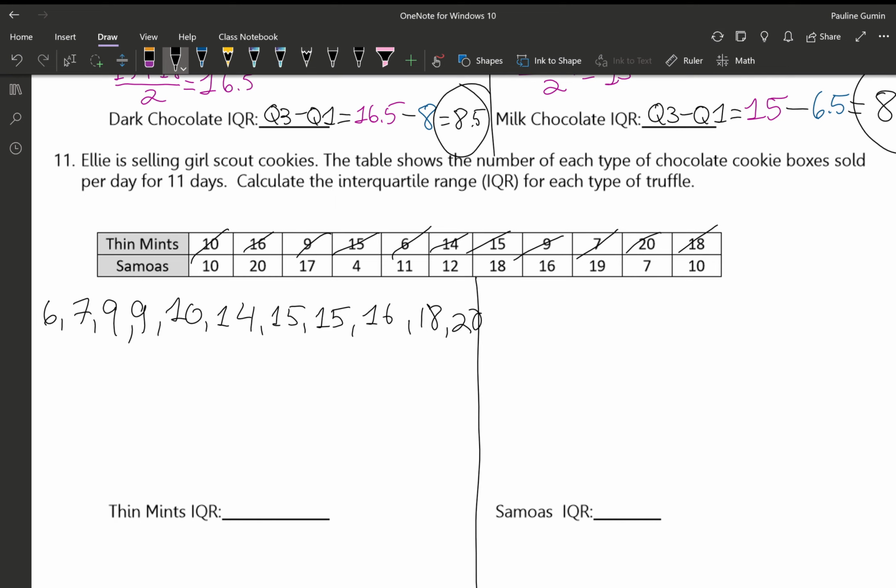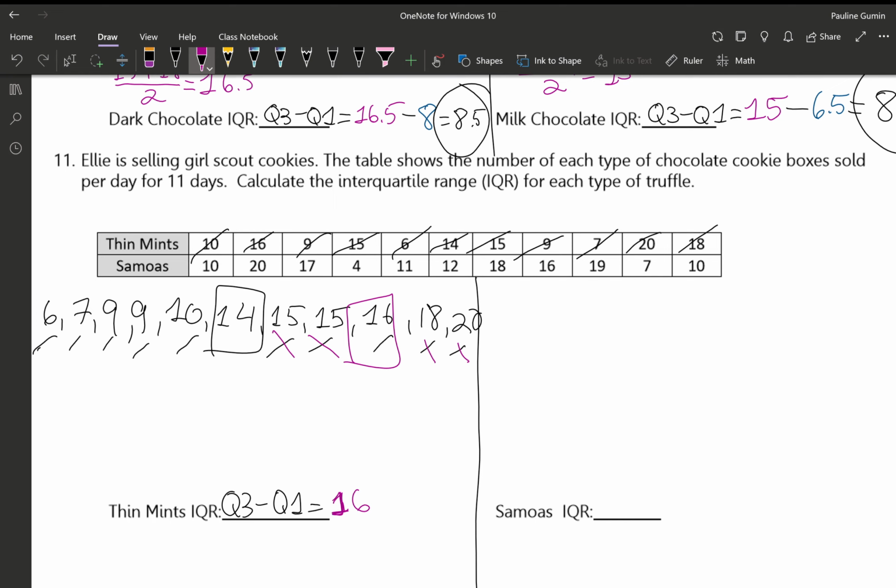Let's find the median first. I'm going to cross one number off from each side. Beautiful. 14's in the middle. Now let's find Q3 and Q1 because we're going to have to subtract them. Q3 first. 16. How nice. I have an actual number in the middle.